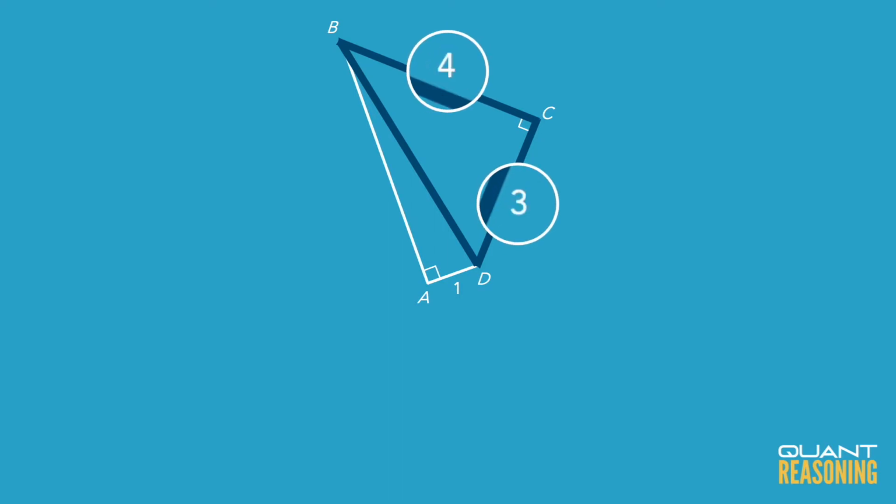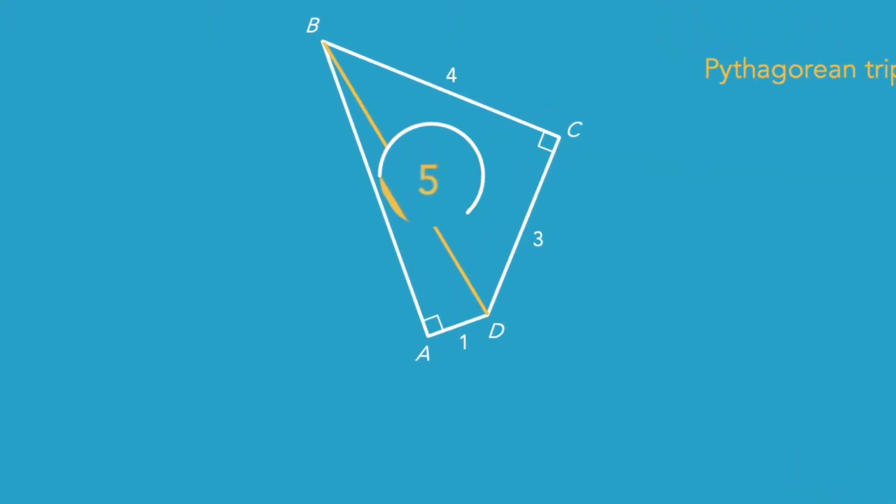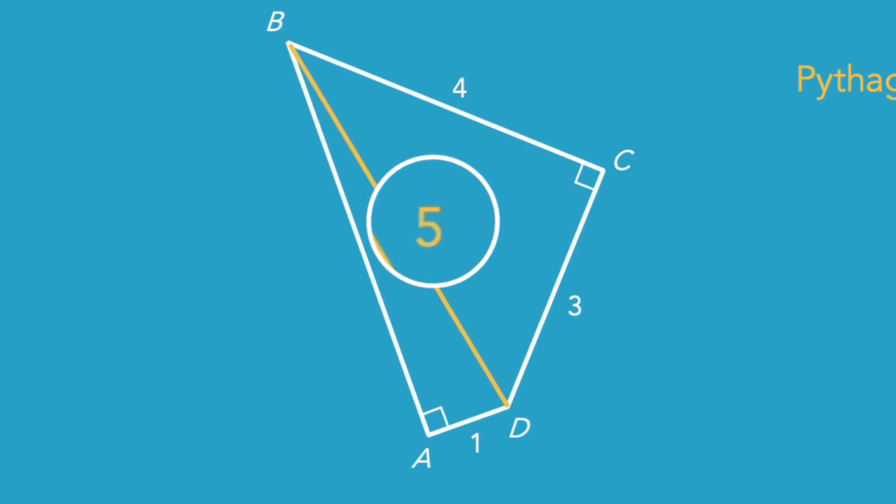Now the idea is that for the upper right triangle, we have the sides of 3 and 4, and if you've memorized your Pythagorean triples, which you should, you know that one of them is 3, 4, 5. So that's a quick way to realize that the diagonal that we just drew, the length of that diagonal is exactly 5.